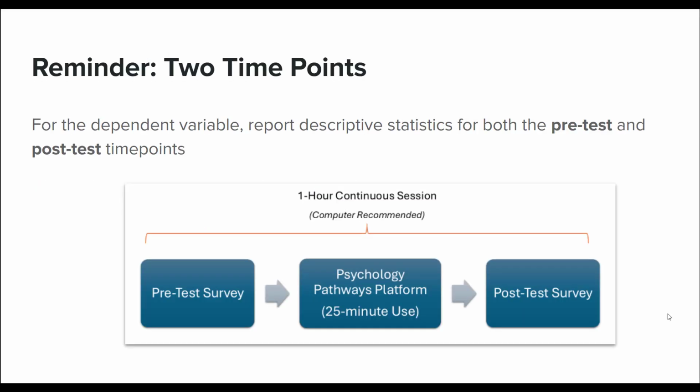Now, as we wind down, a couple of notes. First of all, do remember that there are 2 time points for your dependent variable. That is a continuous variable that was measured at both the pre-test and the post-test time points. You might remember seeing this diagram when you took the survey for the careers survey assignment. The pre-test survey and the post-test survey were taken on the same day before and after your use of the Psychology Pathways platform. So make sure to report your descriptive statistics for both of the survey time points. And then just looking ahead, there will be a 3rd time point that we will collect later on in the semester, so something to look forward to.